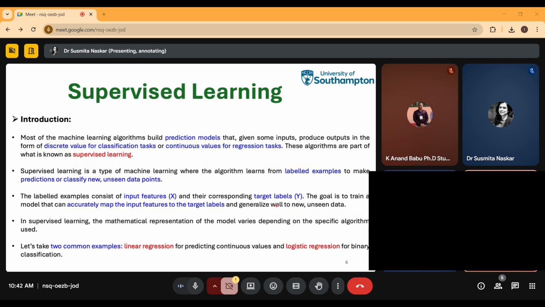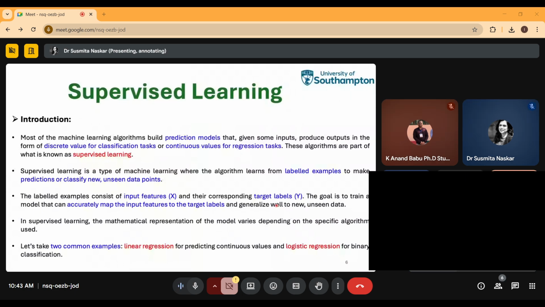The goal of supervised learning is to train a model which can generalize very well. In other words, it not only fits the training data but also performs well on unseen data. Depending on the algorithm, the mathematical model may take different forms. For example, a straight line in linear regression, or a complex decision boundary in a neural network. Those are the mathematical representations we generally use in supervised learning.